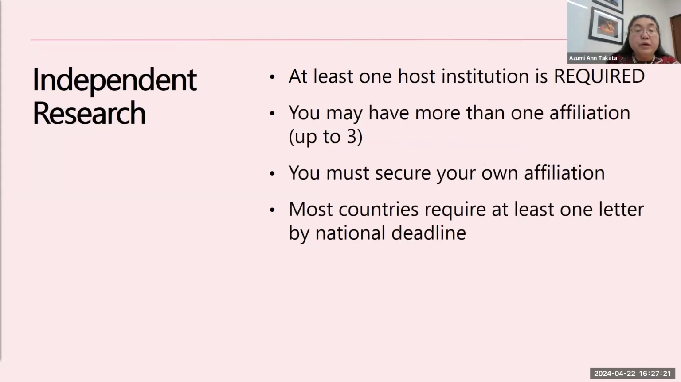Okay. Independent research. If you're going to be doing independent research, at least one host institution is required. You may have more than one host affiliation, and typically you can have up to three. And you must secure your own affiliation, and most countries require at least one letter by the national deadline. Again, the requirements vary, and they are spelled out in the individual country award description, and you will see what the requirements are for each country.